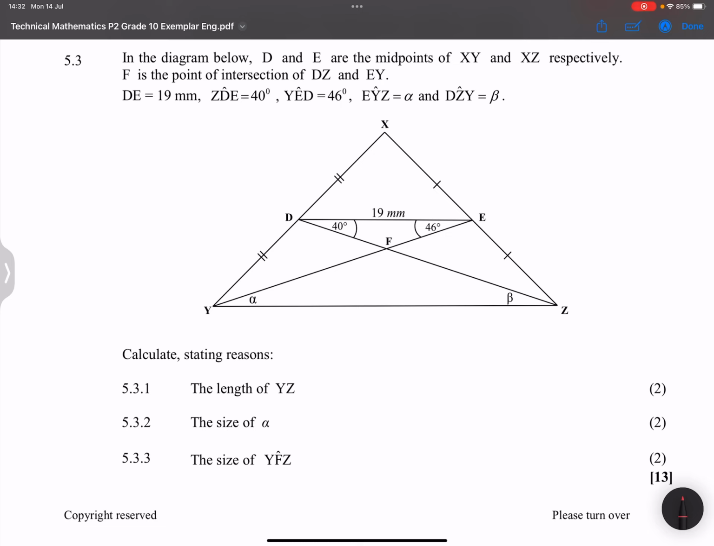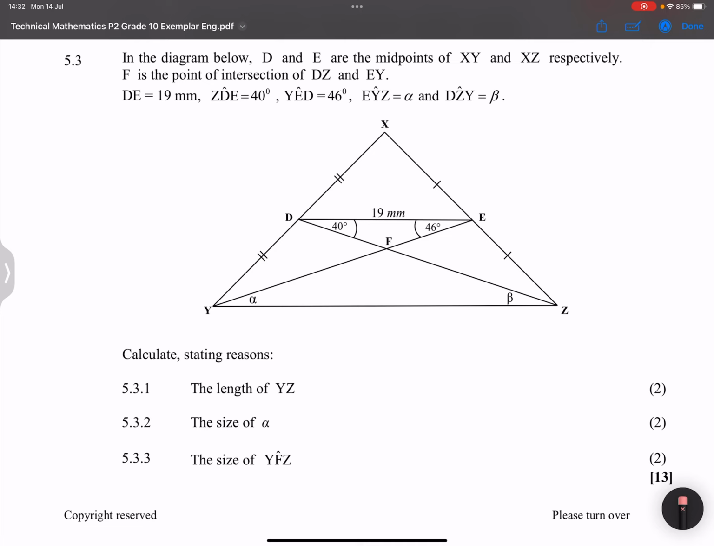Let's dive into the question. All right, so let's look at the first thing there. They say in the diagram below, we've got D and E, which are midpoints of XY and XZ respectively. So this point over here and that point over there are the midpoints. So that's why XE would be equal to EZ. But similarly, DX would be equal to DY.